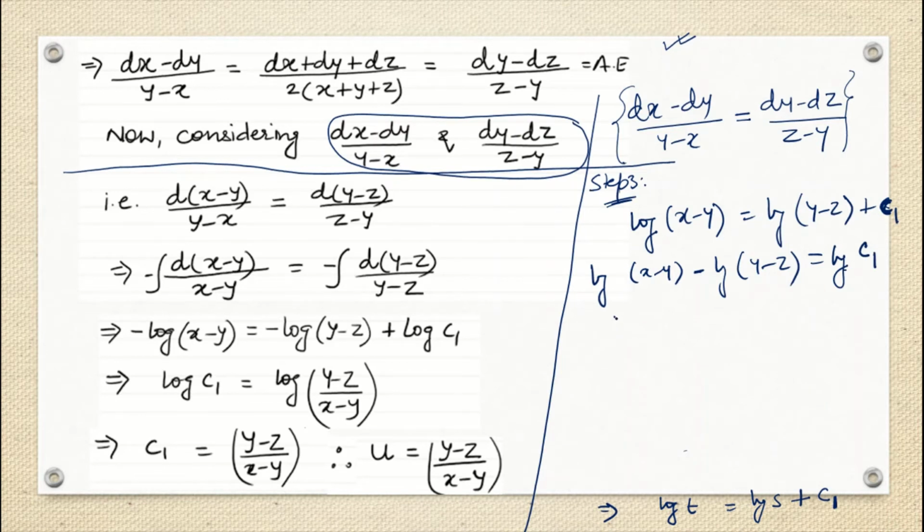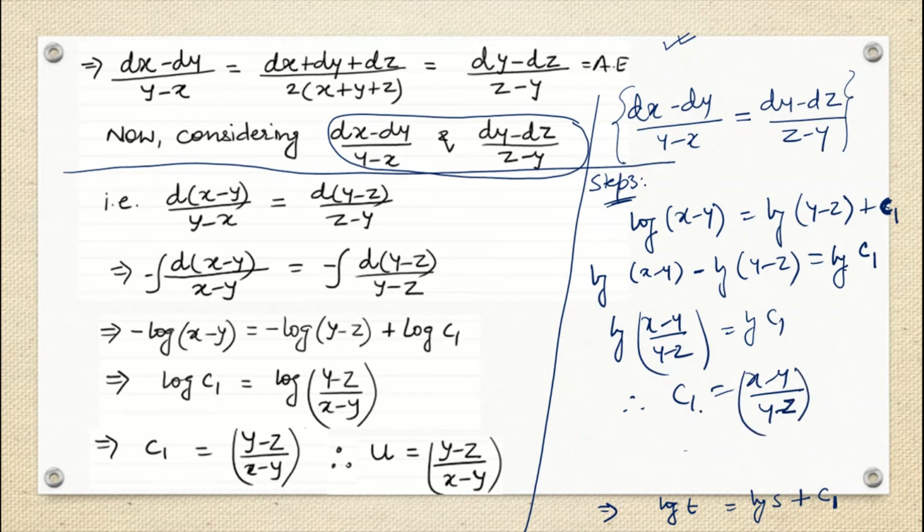So here the property of log I am going to apply. This will be log x minus y divided by y minus z, and this is log C1. So I got my C1 as x minus y divided by y minus z. And the same C1 I am going to replace with u, the very first independent solution of my Lagrange's PDE. So u is x minus y divided by y minus z.